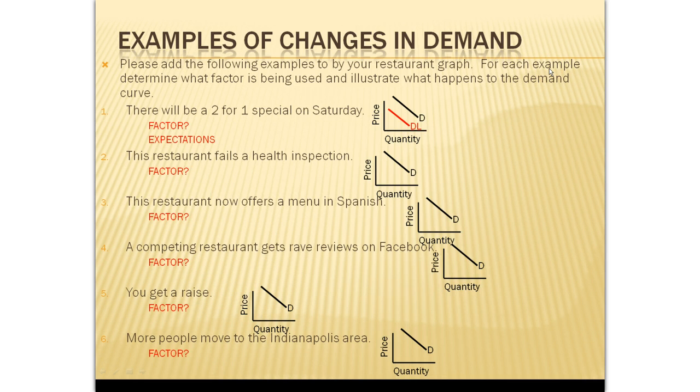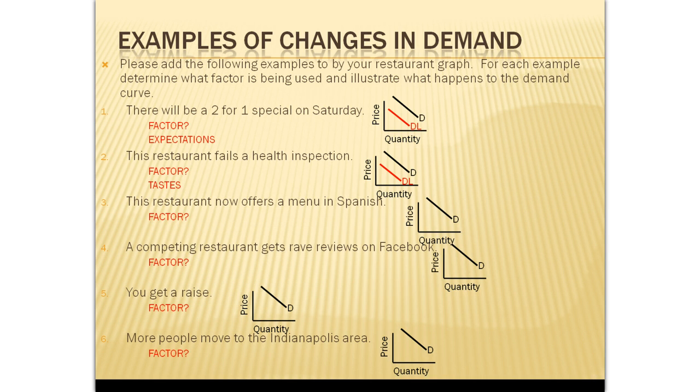Okay, hopefully everybody has at least gotten a guess on the factor and what happens to the demand curve. So let's go through these. Let's see how you did. This restaurant fails a health inspection. So the factor, if it fails a health code inspection, would be consumer tastes. If it fails an inspection, it's as good as a bad review. People aren't going to want to go there, so it's going to cause a left shift in demand.